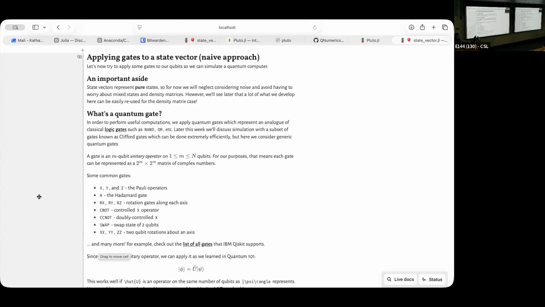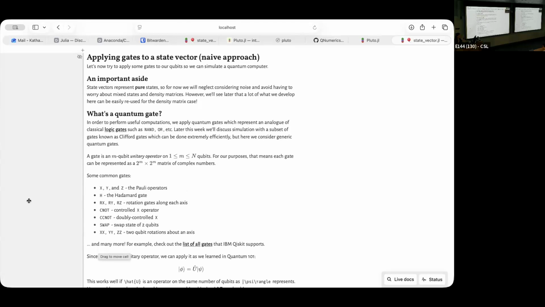So we have a bunch of state vectors that represent some qubits, and the qubits are in some particular state. But now if we want to actually simulate the operation of some quantum device, like a quantum computer, we need to be able to apply some gates to those qubits, and then we can actually simulate us performing some computation.